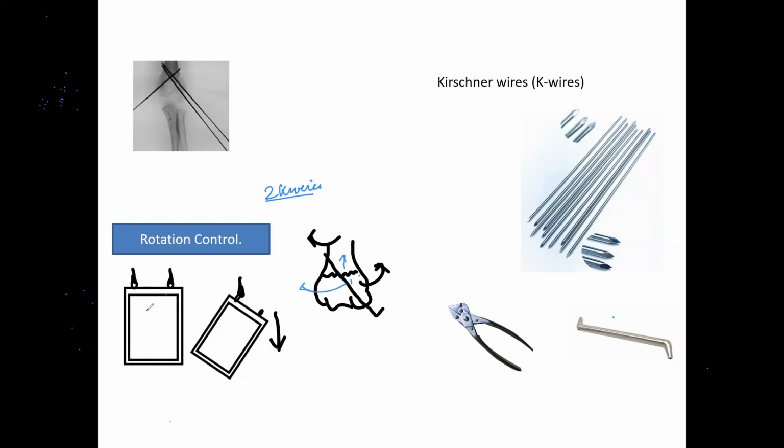Like if this is your mirror, we always have two hangings for the mirror. We always put two hangings so that it should not go this way, it should not go this way. If we apply only one hanging, then it will rotate, it will oscillate like this. So that is the importance of putting two K-wires. It gives rotational stability, it gives stability lengthwise. So whenever you are operating a supracondylar fracture, we always prefer to use a minimum of two K-wires.